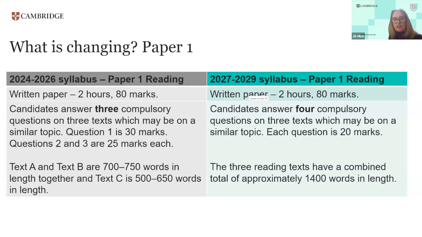What we have done, the major change in this paper, is that we've restructured the paper into 4 questions. So at present it's 3 questions and it's moving to 4 questions, but that's just a restructuring of the paper. It's not about adding additional content to the paper. It's moving things into 4 compulsory questions on the 3 texts, and each question is 20 marks. So the reading load is similar in the paper. It's got a combined length of 1,400 words for the reading texts.